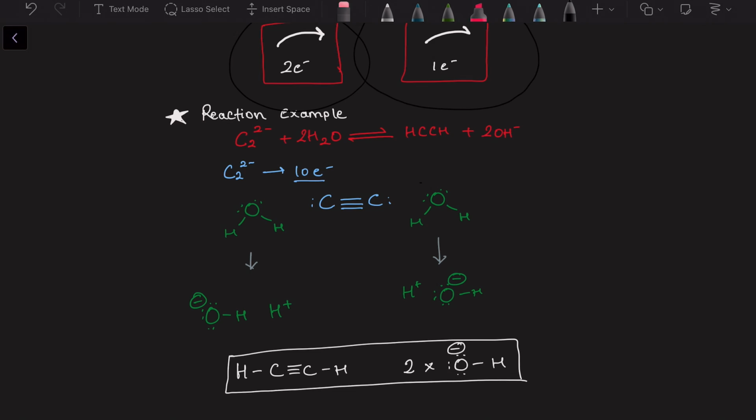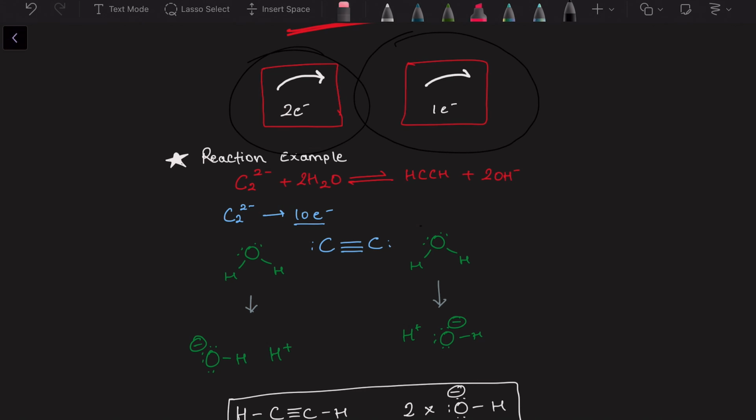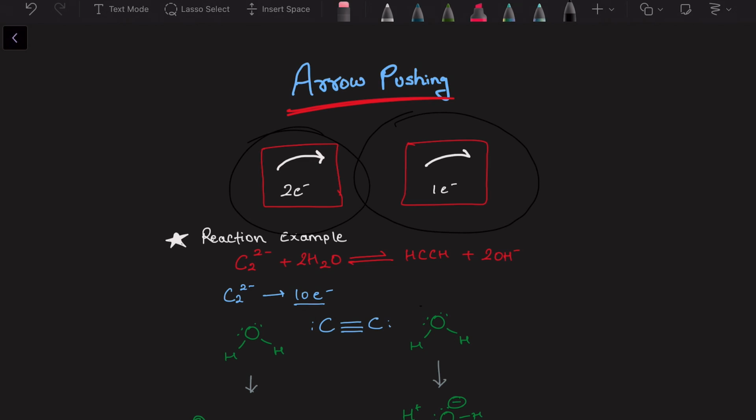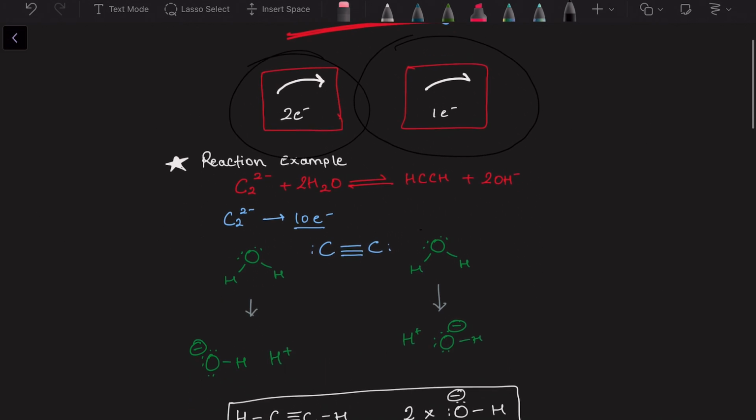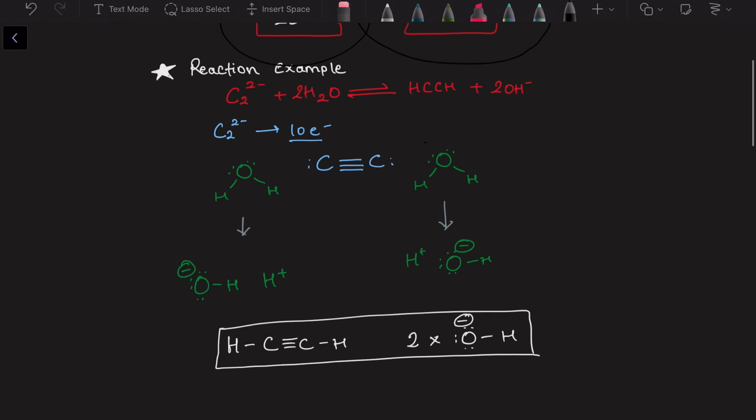Arrow pushing is a very important concept you will see in general as well as organic chemistry, and is used to form new reactions as well as new resonance structures. To better solidify this knowledge, let's look at some examples. The first example we are looking at today is a reaction example.